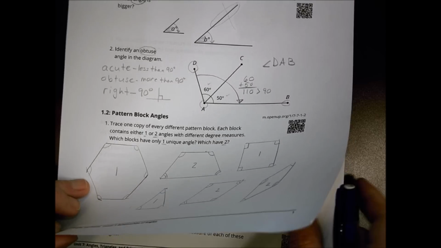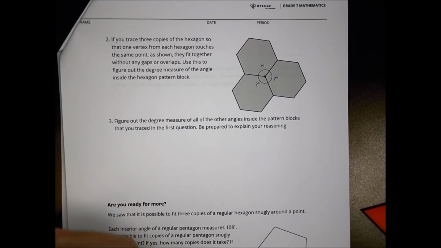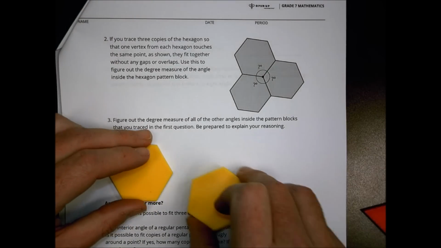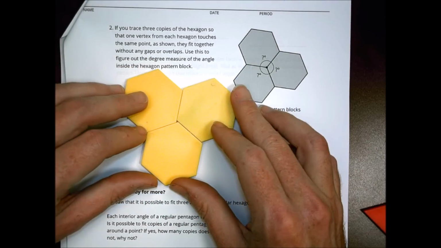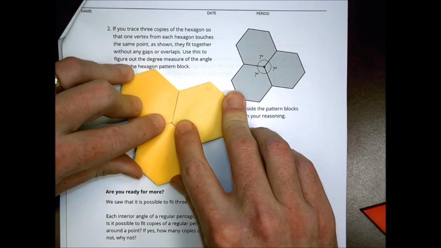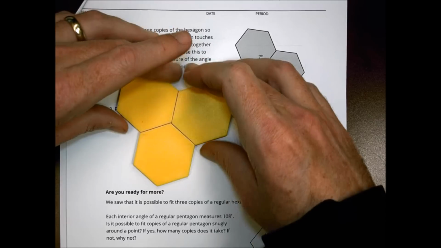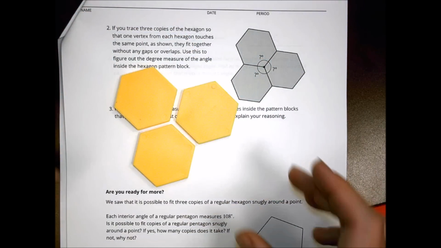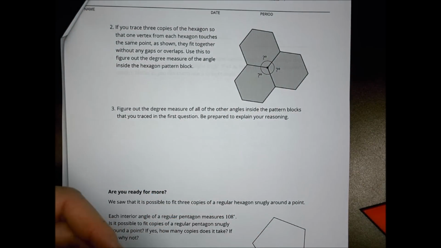All right, but now let's see what we do with that. It says there on the next page, if you trace 3 copies of the hexagon so that one vertex from each hexagon touches the other, they fit together without any gaps or overlaps. So I'm just going to do it here as well with the real thing so you can see it's not a make-believe picture, right? When I put these 3 things together, I can get the 3 angles to come together and meet at that point right there, which is what's happening in that picture. Same idea, right? No gaps, no overlap. It just fits in nicely. Boom, we're set. Use this figure to figure out the degree measures of the angle inside the pattern block.